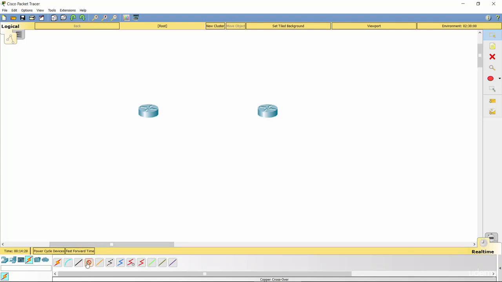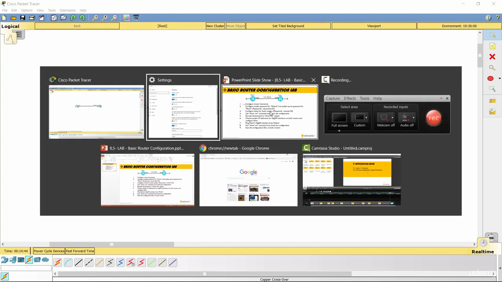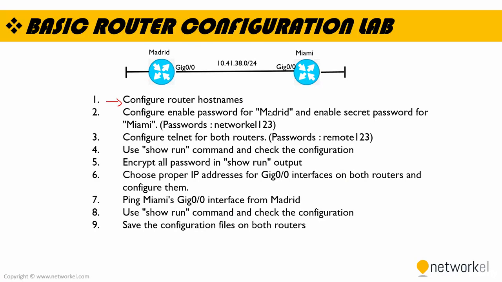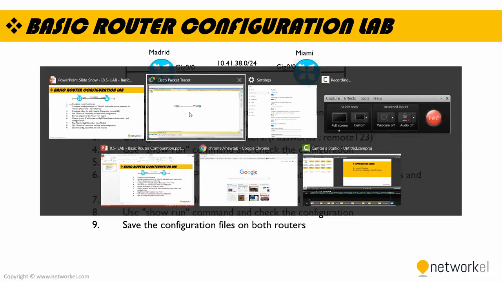I'm taking the cable and connecting the routers from the Gigabit Ethernet 0/0 ports. Let's see if I have something more for my topology. Oh no, it's okay. I connected my routers to each other. Now it's time to configure the host names. I'm going to configure host name Madrid and host name Miami for the routers.